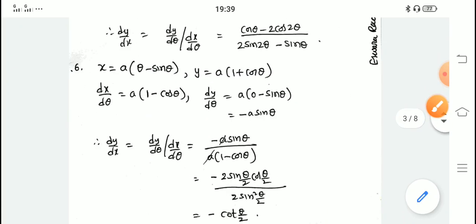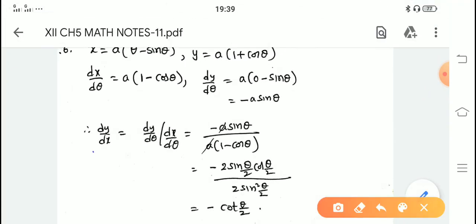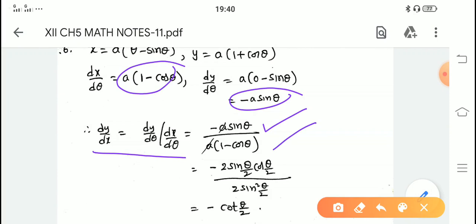Now then what will happen? See, look very carefully. So dy by dx is this formula we write anyway: minus a sin theta by a into 1 minus cos theta. Here applying the formulas is very important. The minus is carried as it is, and then sin theta can be written as 2 sin theta by 2 cos theta by 2. It is a formula. So sin theta is equal to 2 sin theta by 2 cos theta by 2, and 1 minus cos theta in the denominator can be written as 2 sin square theta by 2. These simplifications are very important, so note these formulas down so you can remember.